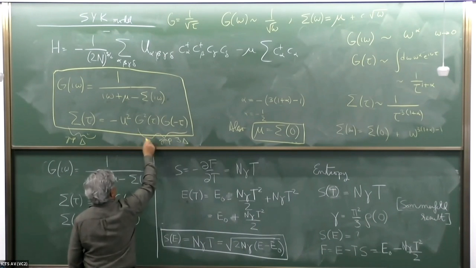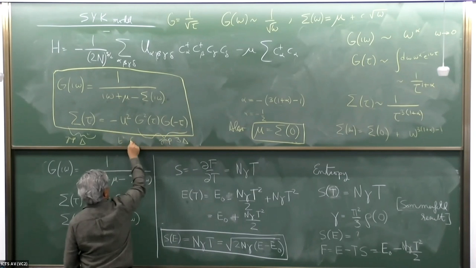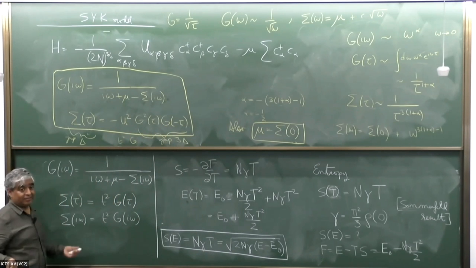In the random matrix problem, we had the same equations with the opposite sign. It was T squared times G. So here it was linear in G, here it's cubic in G. And in terms of the equation, that's the only difference. That's the entire difference, and those two equations have a very, very different structure.